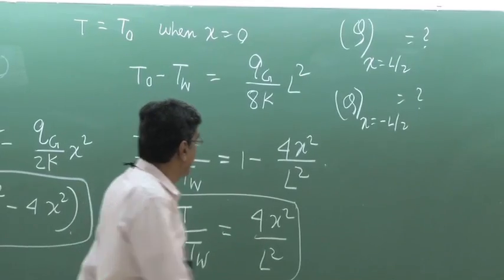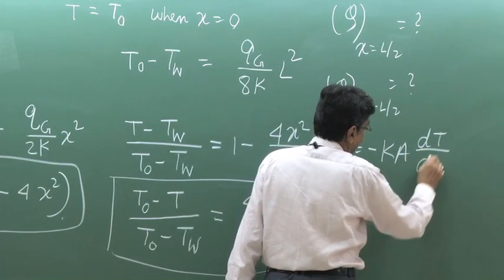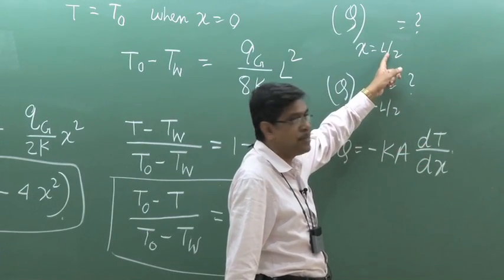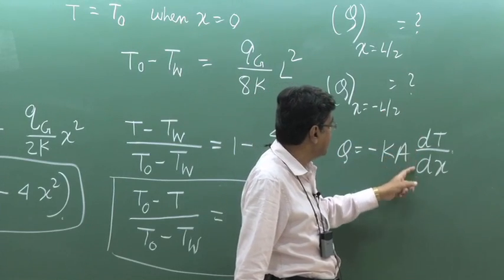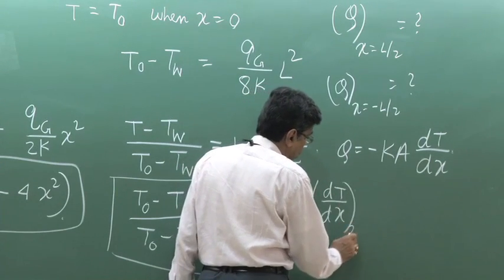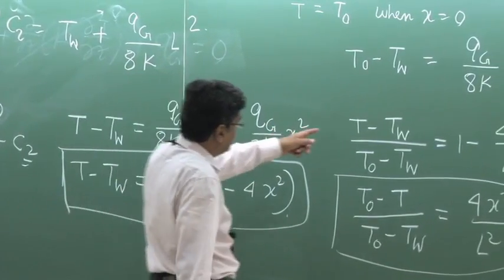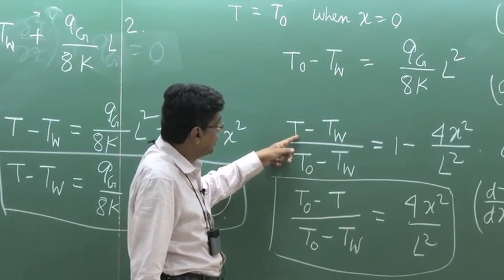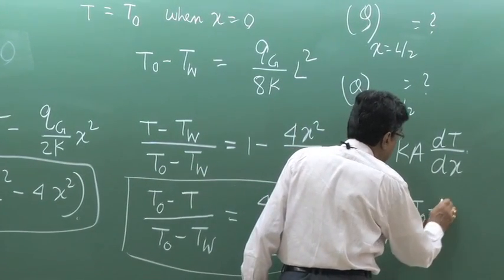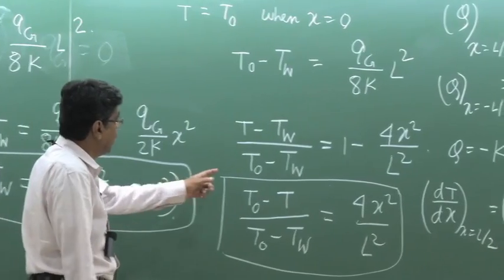Now let us write that Q is equal to minus Ka dt dx. That is by Fourier law of heat conduction. So at x is equal to L by 2, it will be dt dx at x is equal to L by 2, and at minus L by 2, it is dt dx at x is equal to minus L by 2. So what is dt dx at x is equal to L by 2? That you can find out from this equation. dt dx is T0 minus Tw.